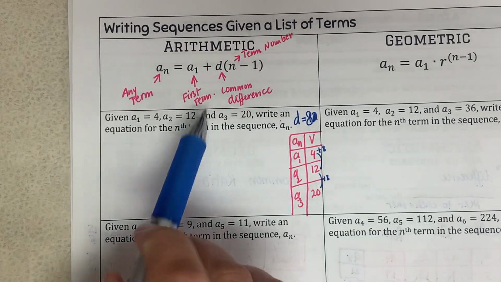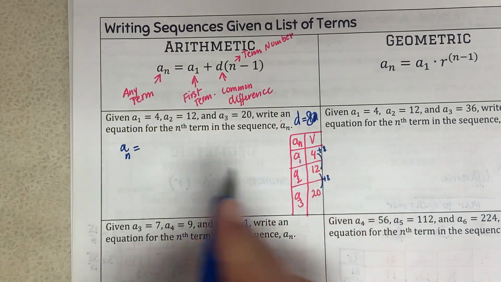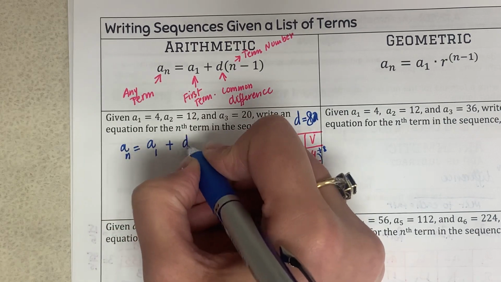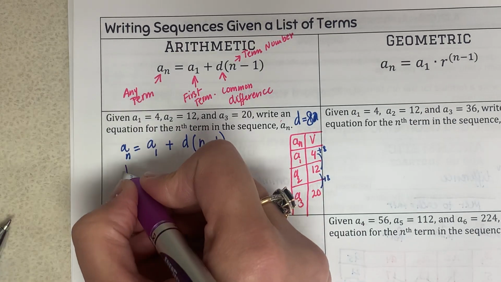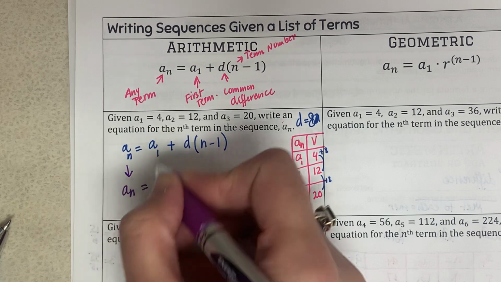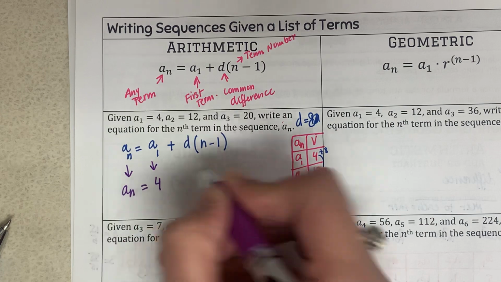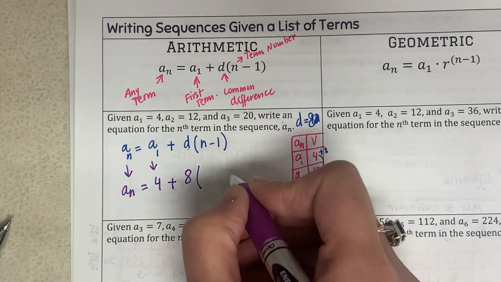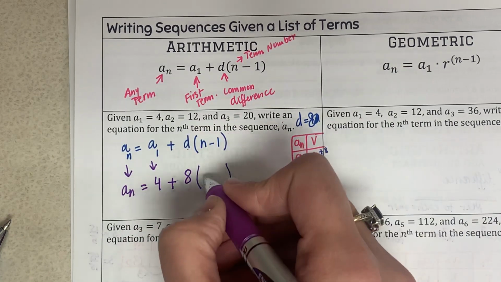All you have to do is plug the numbers into that equation. I need to find a_n in equation form, so let me write it this way. And then I'm just going to plug in the numbers. So a_n, you need to figure that out, so copy that down. A1 is 4, so instead of A1, put 4, plus the common difference is 8, you put that, and then it is n minus 1. So write an equation for the nth term, and that's it.